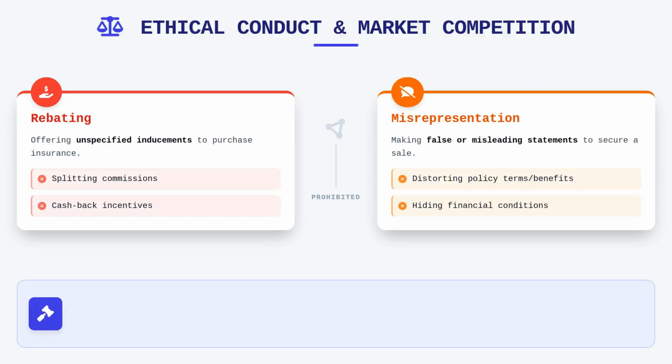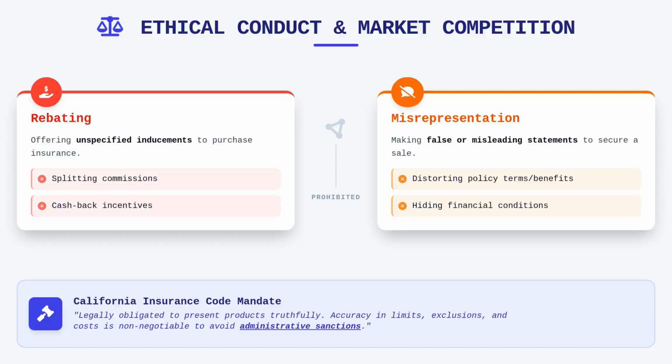Both practices distort the market and undermine consumer trust, which is why the California Insurance Code establishes severe penalties for them. You are legally obligated to present products truthfully, ensuring that every disclosure regarding policy limits, exclusions, and costs is completely accurate. Failing to do so traps consumers in agreements they do not understand and exposes you to administrative sanctions.